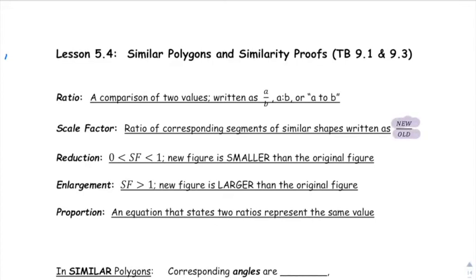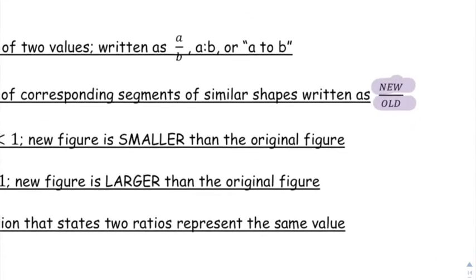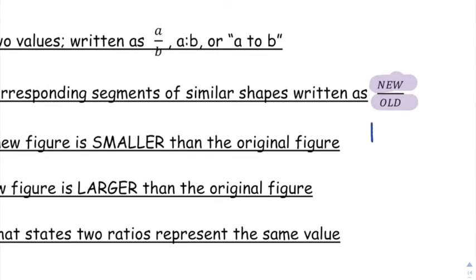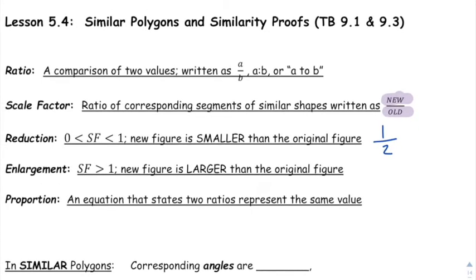And it's really important that we write it as new over old and not old over new, because that affects what the scale factor is. A reduction is a scale factor between 0 and 1, so the new figure is smaller than the original figure. For example, if new is 1 but old was 2, that's 1/2, and that's a reduction in size. And then an enlargement, you could do something like 3 to 1, maybe you triple your side, so your scale factor is greater than 1, so it's an enlargement.